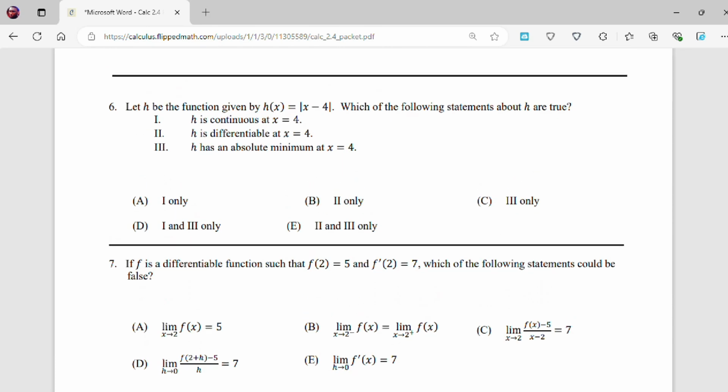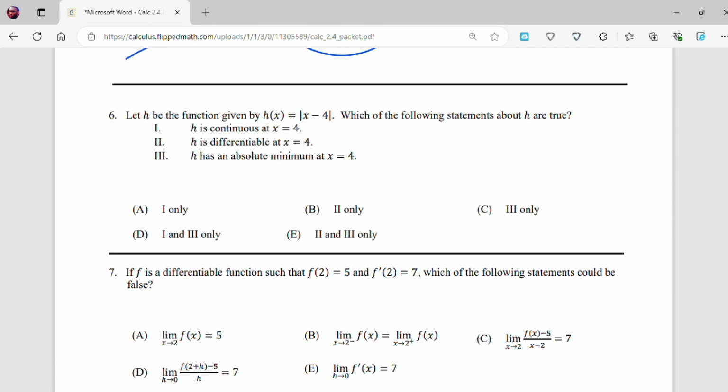And then we have 6, which is following. Let h be the function given by h of x equals absolute value of x minus 4. Which of the following statements about h are true? Okay. Absolute value function, we should know what that is, so we're going to graph it.